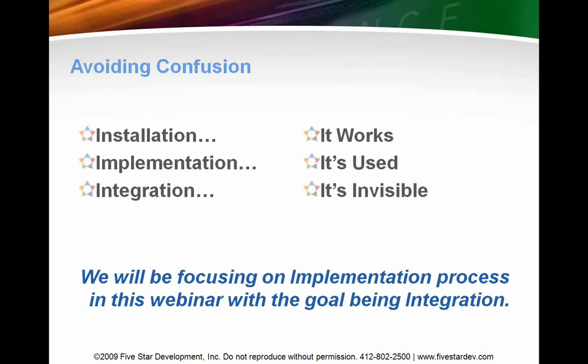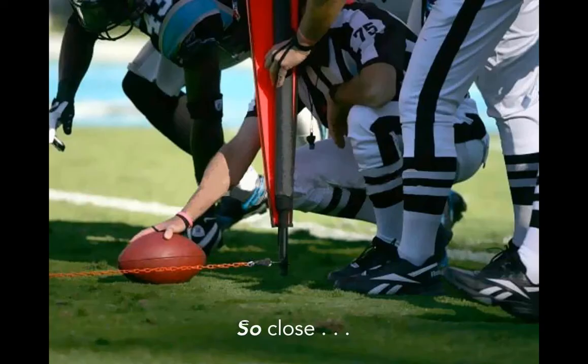So the bulk of this presentation is really going to be around that implementation side. How do we make sure that it gets used so that we have a chance of getting it to that fully invisible state?